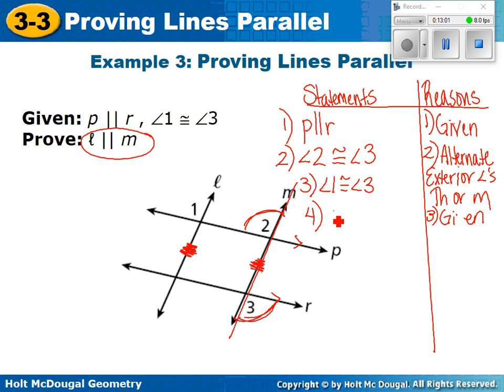So number 4 could be 2 is congruent to 1, and why, Raina? Very good. Transitive property. They had 3 in common. We got rid of the 3, combined the other 2 parts. So transitive, and its property of what? Congruence.